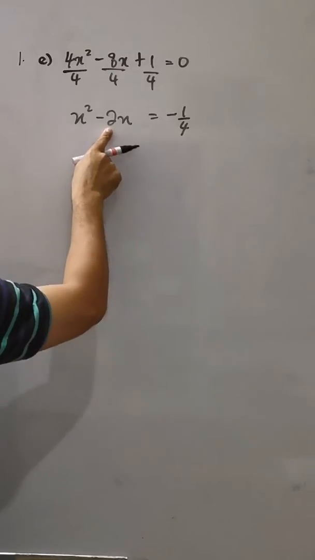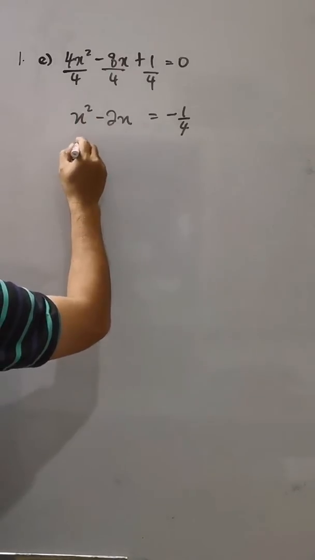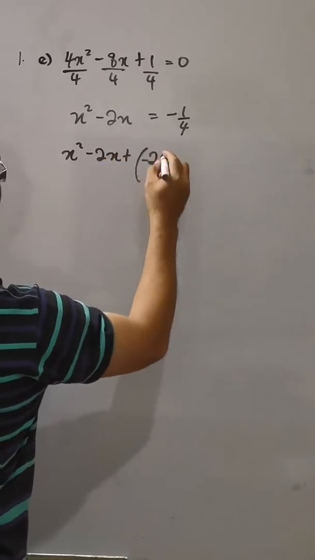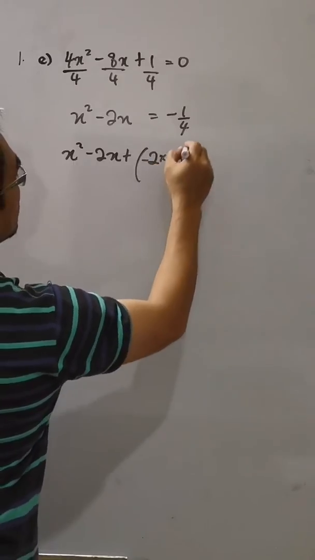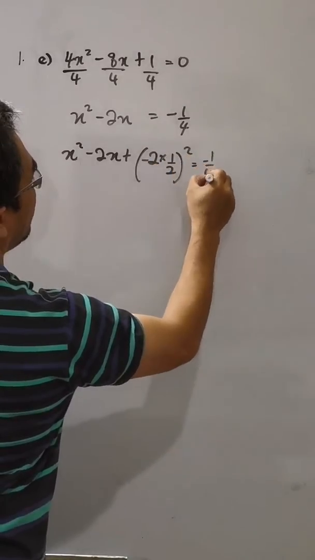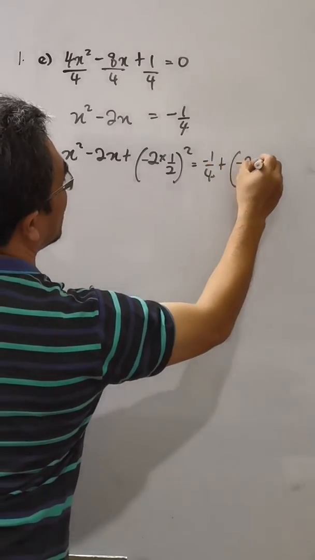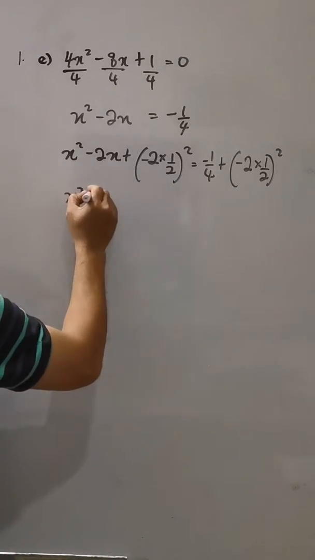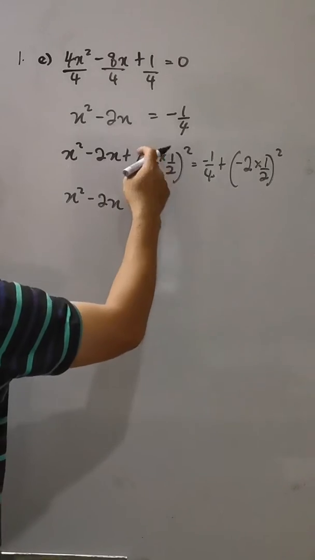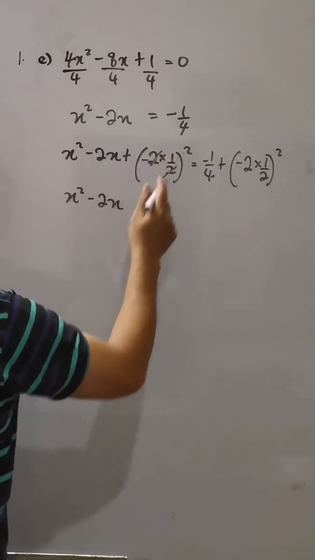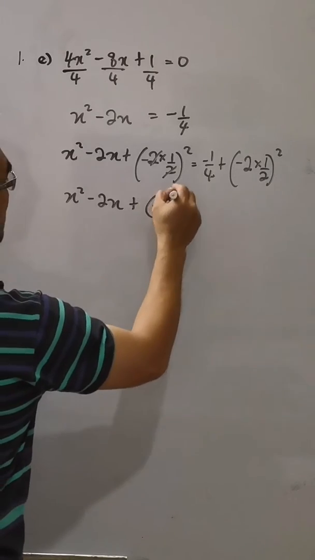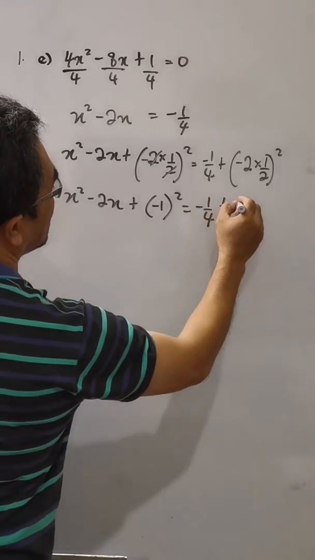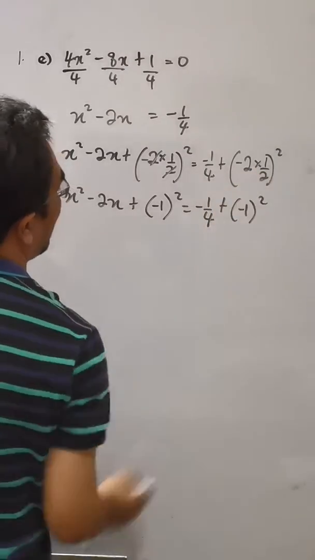multiply b, which is negative 2, with 1 over 2 squared. X squared minus 2x plus negative 2 times 1 over 2 squared equals negative 1 over 4 plus negative 2 times 1 over 2 squared. Simplify. X squared minus 2x plus negative 1 squared equals negative 1 over 4 plus negative 1 squared.